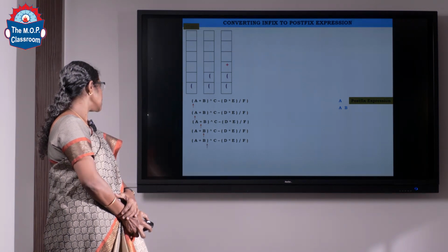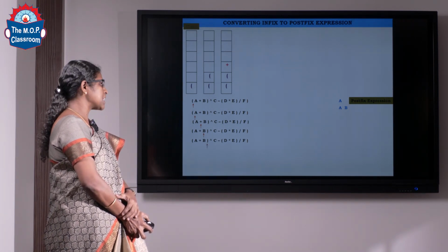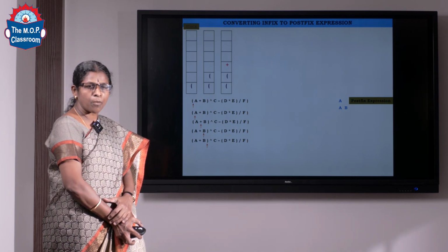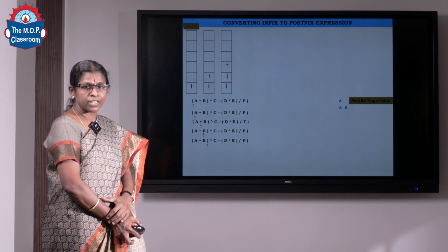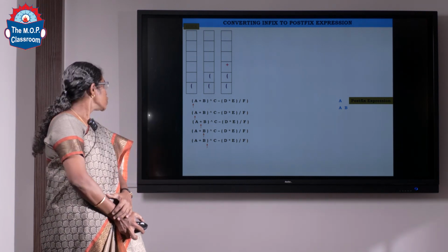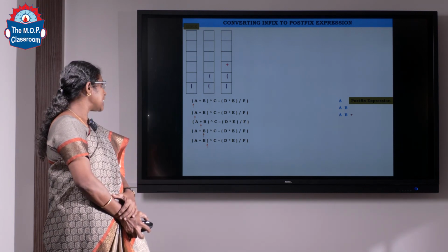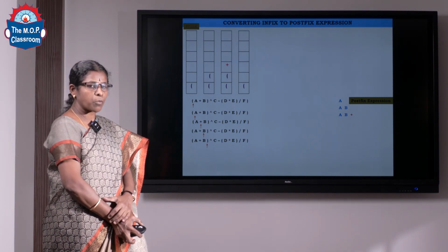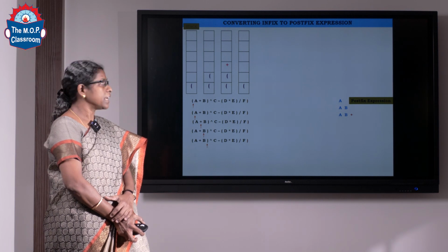Now continue the same process. Scan the next character. The next character to be scanned is a right parenthesis. So whenever a right parenthesis is encountered, repeatedly pop from the stack all operators and add them to your given postfix expression. So plus is popped and added to your postfix expression. After that, you have a left parenthesis, just pop it, but do not add it to your expression.